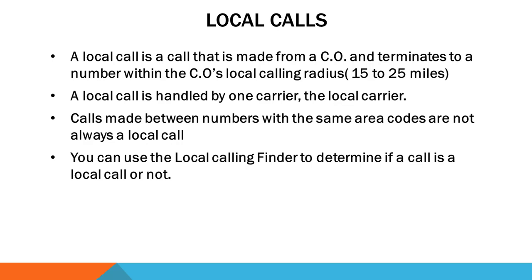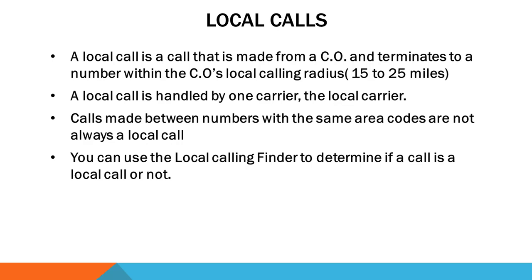But as long as a call is within the radius, which is 15 to 25 miles, that's going to be a local call every time. As soon as it passes it, it's going to be considered a local long distance call. Because of that, we can have numbers that have the same area code but aren't considered local calls. So we can have a number that starts with 617, and I can be calling a number that is 617, but because it's past the 25 miles, it won't be considered a local call. So just remember that when we're troubleshooting.